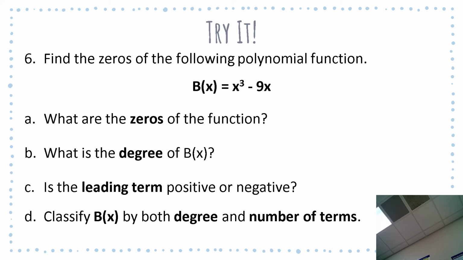All right, so for number 6, they want us to find the zeros of this function. So we need to factor. Now, there's no constant term in this one, so what do I know is going to be a 0? 0. So you can do synthetic division, or we can pull out a GCF from x cubed minus 9x. What can I pull out? We can pull out just an x, and make this x squared minus 9.